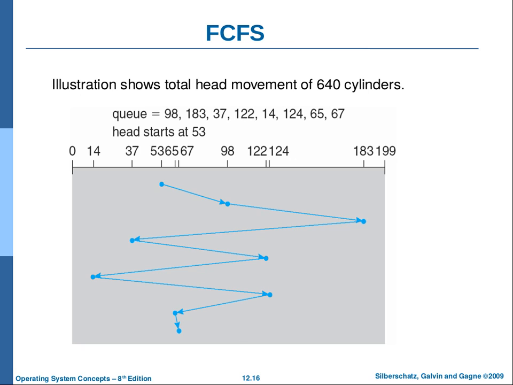So first come, first serve. Starts at 53. Go to 98, all the way to 140, 183, all the way back to 37, all the way over to 122, all the way back to 14, all the way over to 124. Then we can go back to 65 and 76. So do you think this was fast, or this? I don't know. This long horizontal line fast. The long one.